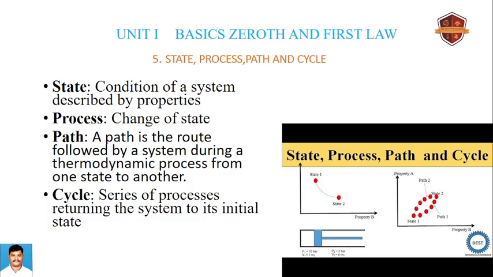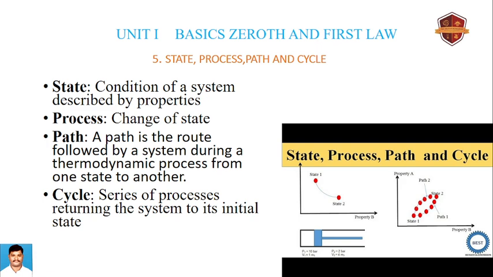Third point, path. Path means a system can move from state 1 to state 2 in many different ways. Each different way is a different path. Even if the initial and final states are the same, heat and work depend on the path. Example, a gas can be compressed isothermally or adiabatically. Both reach the same final state but follow different paths.